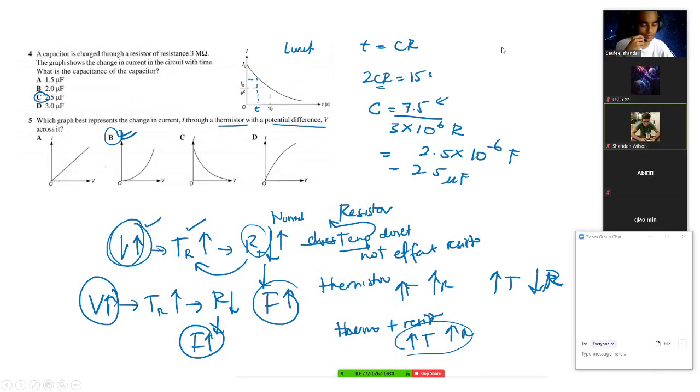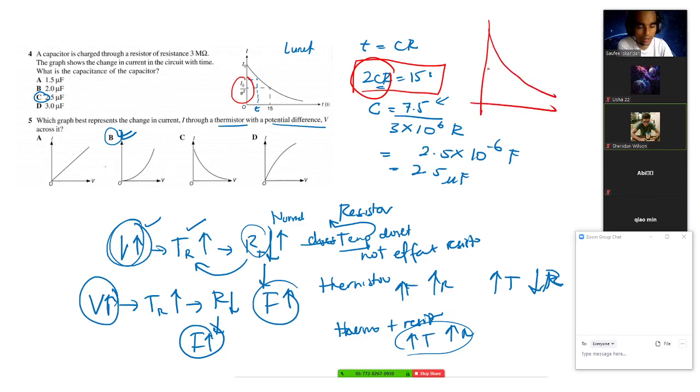Okay, so it goes back to question number 4. Actually, I made a mistake, or I didn't mention that over here you see that 2CR equals 15. Where does this 2CR come from? We know that it is 1 over e naught. So remember, in the graph, usually it is actually 1 over e. It's not 1 over e squared.